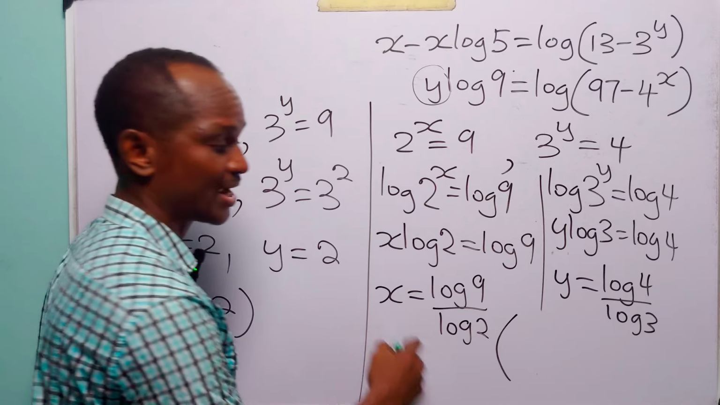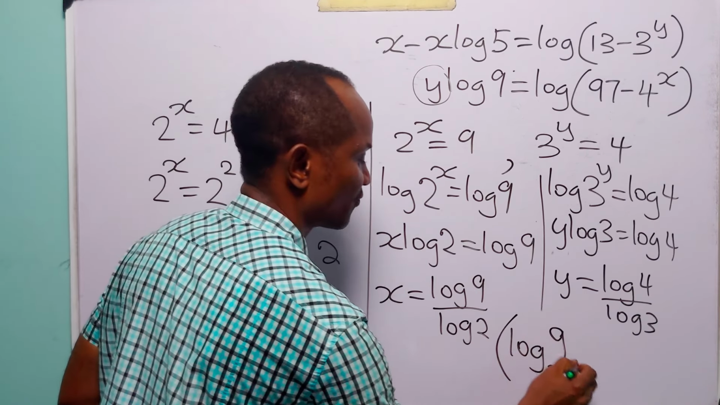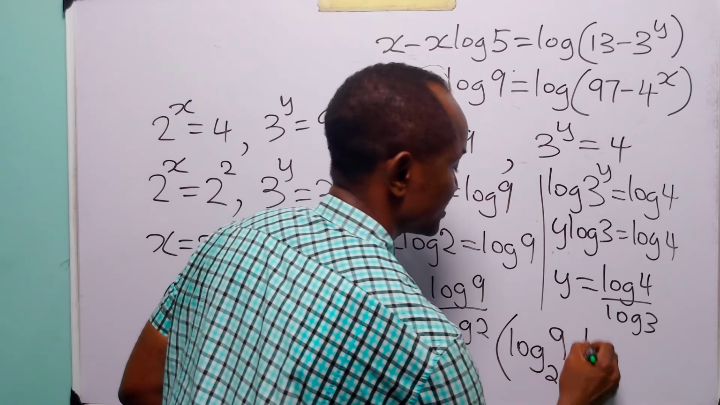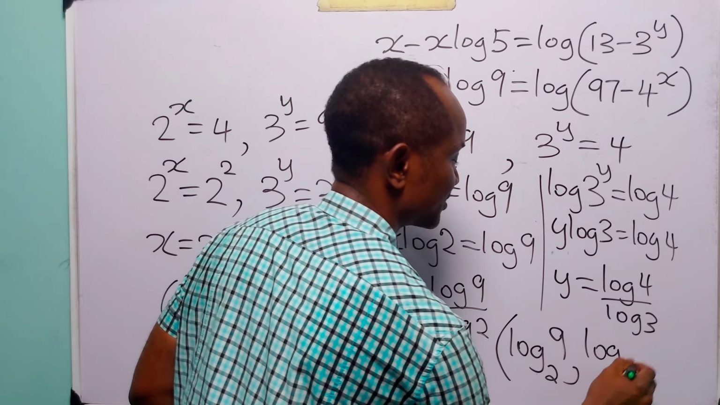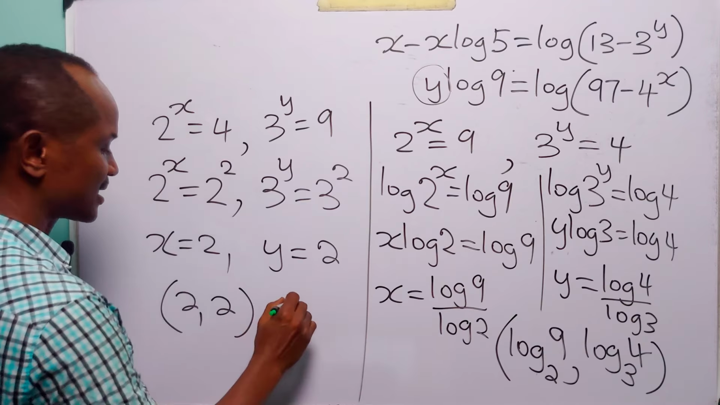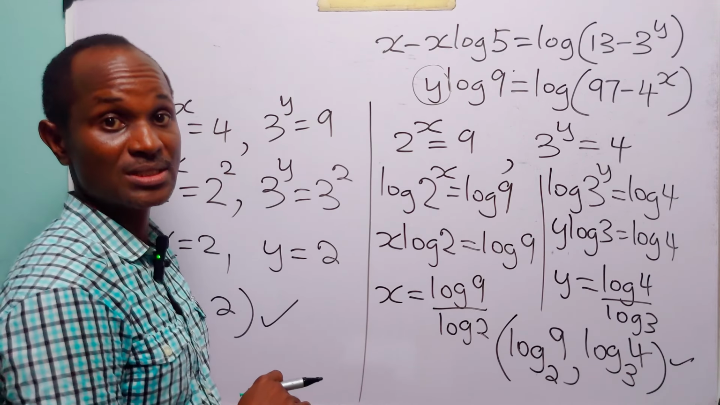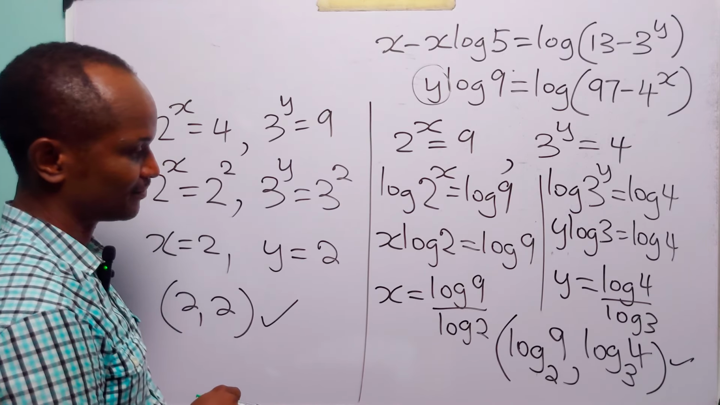Of course, you know that we can write this as log to base 2 of 9. And we can write this as log to base 3 of 4. So these are the 2 points that satisfy these two equations simultaneously.